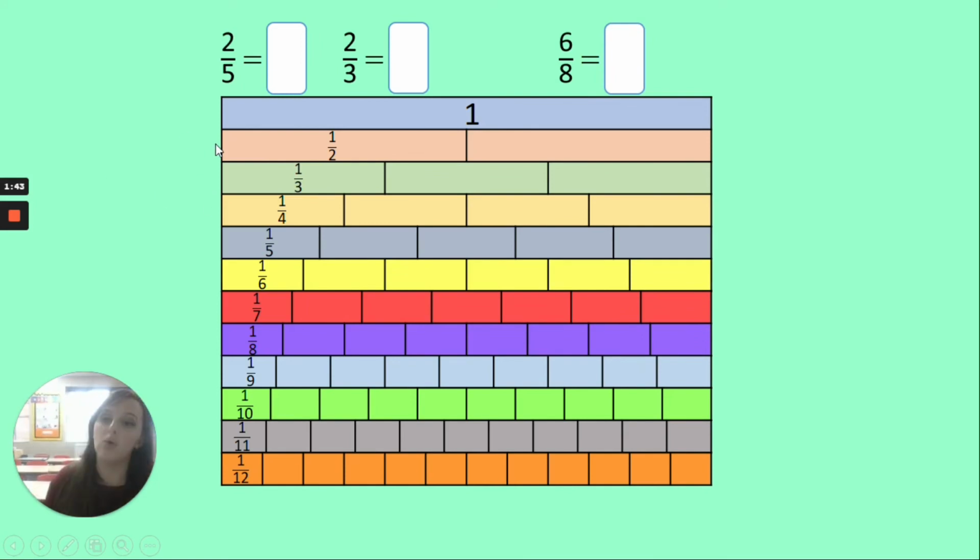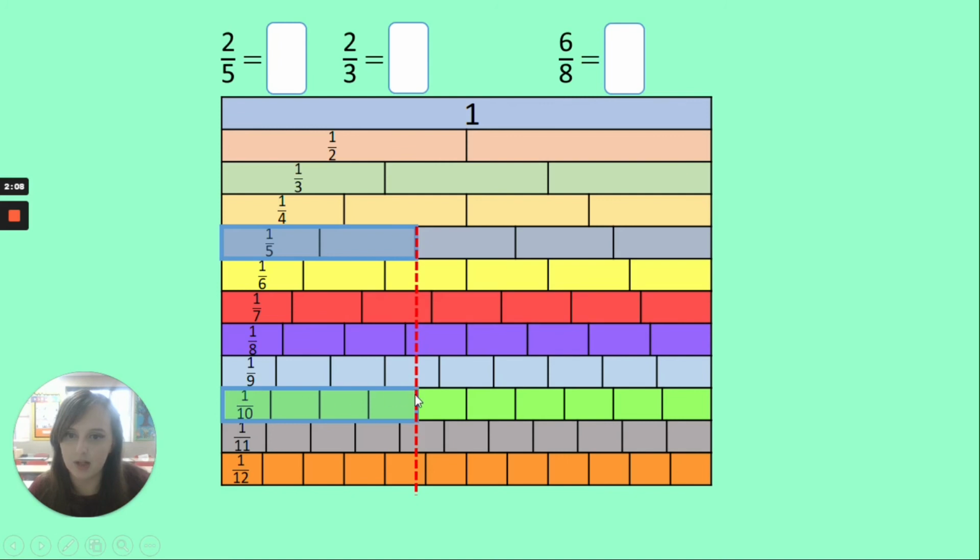Now we've got some more equivalent fractions to find here. If you want to pause the screen and have a go at these yourself, you can. I'm going to talk through them here. So first, we're going to look for 2/5. So we go to our fifths. There we are. We shade in 2 of them, and we're going to go down or up until we find another fraction that's worth the same. And we can see here, the next one that's worth the same is in the tenths. And there are 4/10. So 2/5 is equivalent to 4/10.